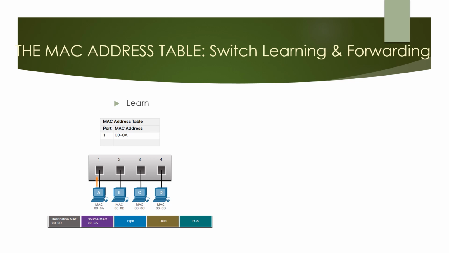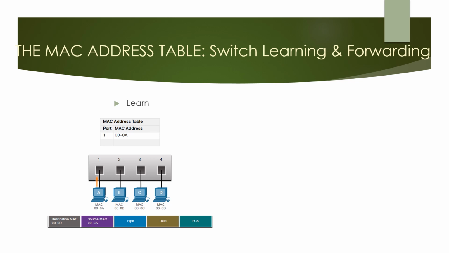If you refer to the figure, you will see that PCA is sending an Ethernet frame to PCD. The table shows the switch adding the MAC address for PCA to the MAC address table. You have to know that if the source MAC address does exist in the table but on a different port, the switch treats this as a new entry. The new entry replaces the old one, using the same MAC address but with the more current port number.